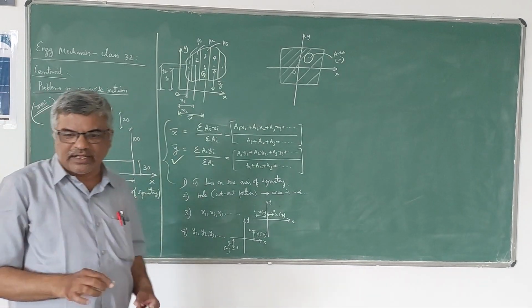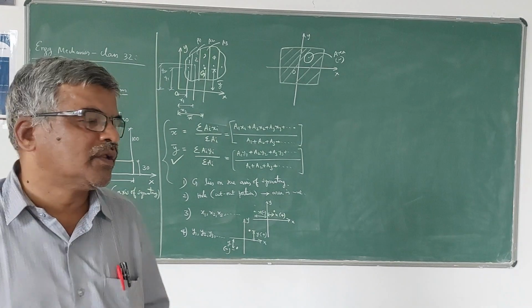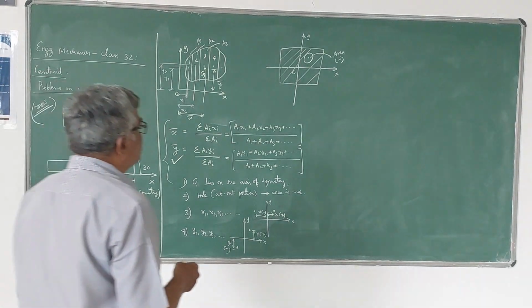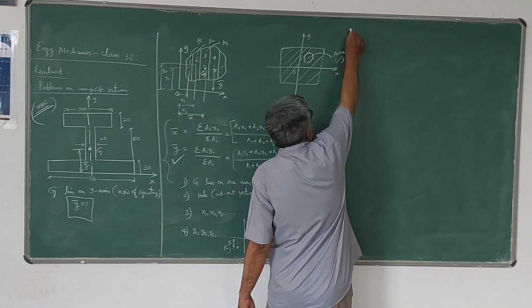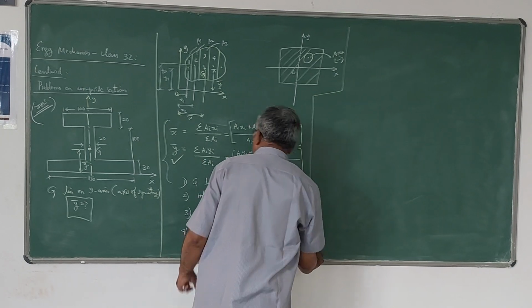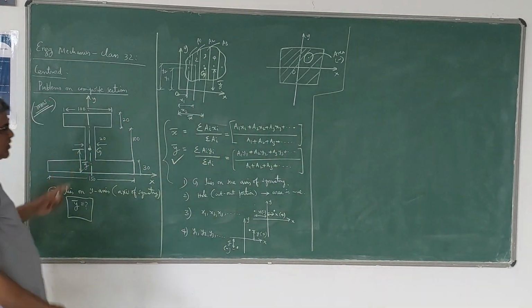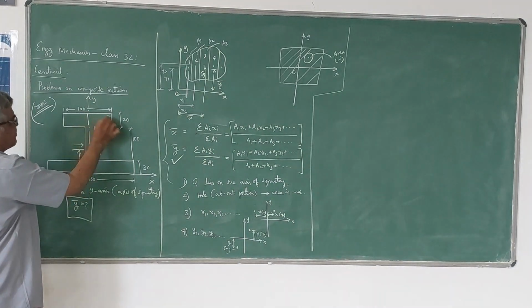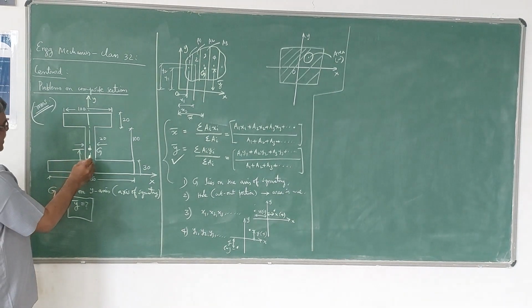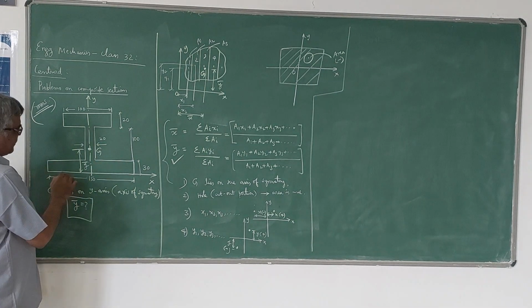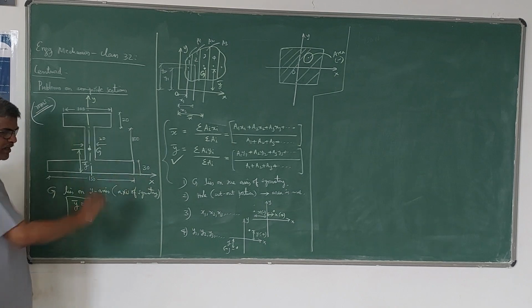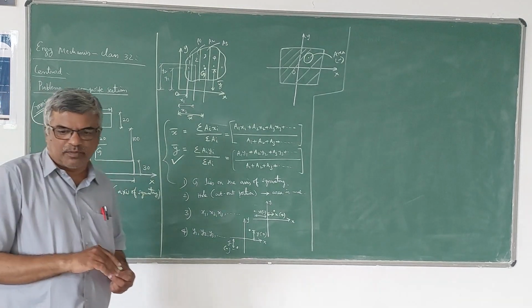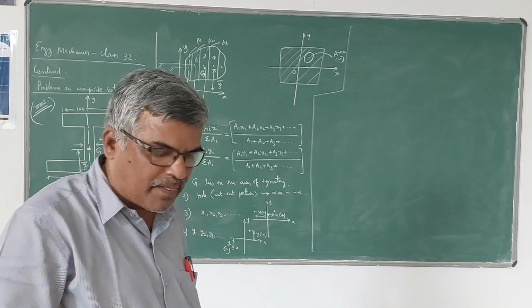Now the procedure is like this. First of all, we have to divide this into simple sections. Simple sections means here the I section consists of 3 rectangular sections. You can see here, first rectangle 100 by 20, second rectangle you can take as 100 by 20, third rectangle 150 by 30. So let us solve this problem by drawing a table.